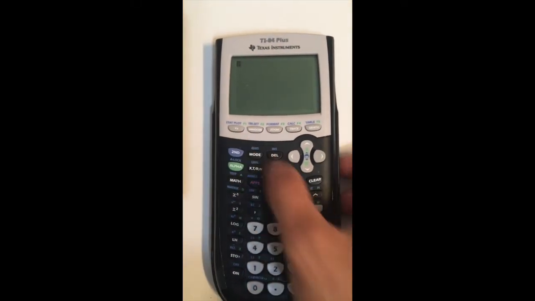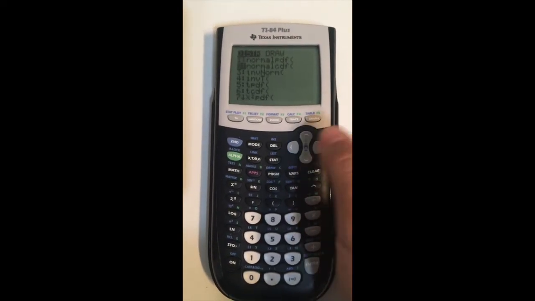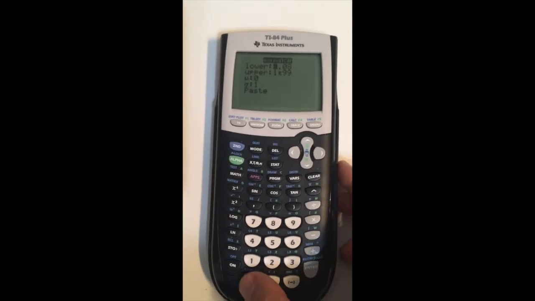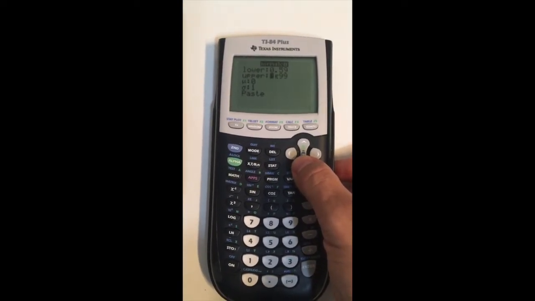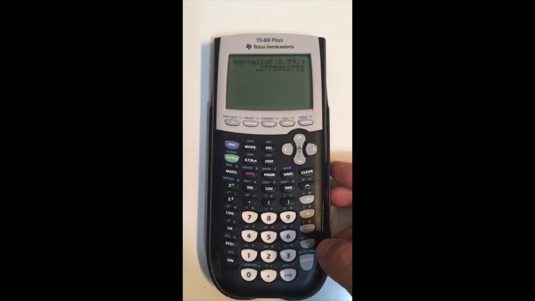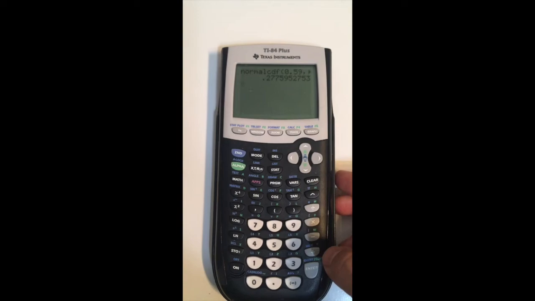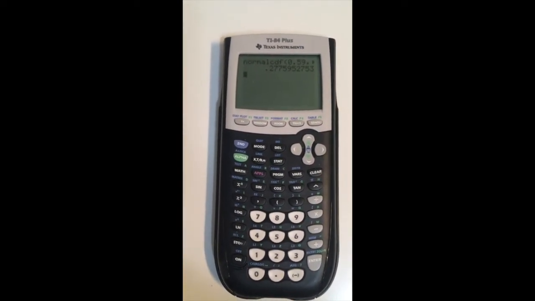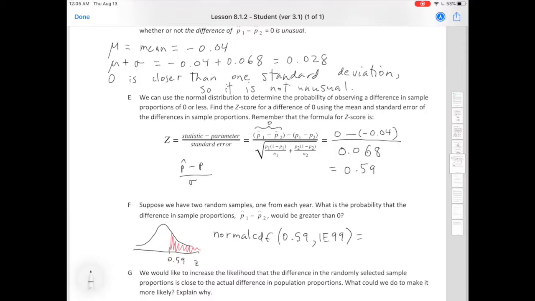So coming over to the calculator, remember we want to do second DISTR, go down to normal CDF, hit enter. I have 0.59 and the 1E99 I'm going to leave alone. Paste and then enter again. This gives me 0.278. So we get 0.278. Okay, that's not that unlikely, right? 0.278 is not very unlikely. Okay, so let's keep going.